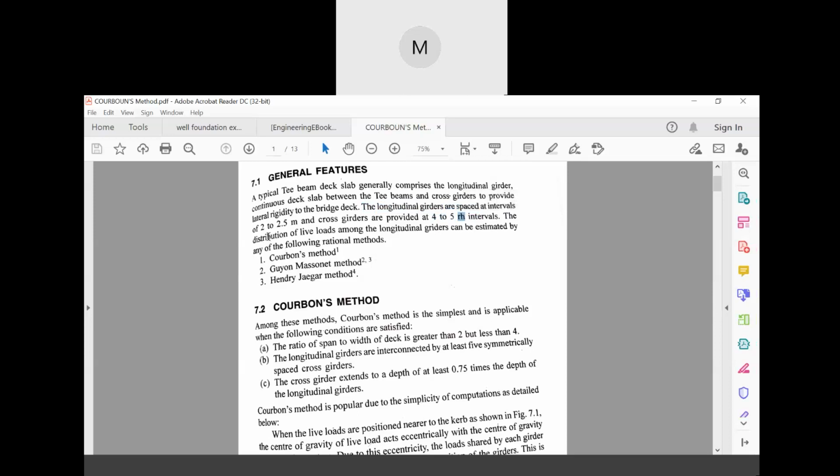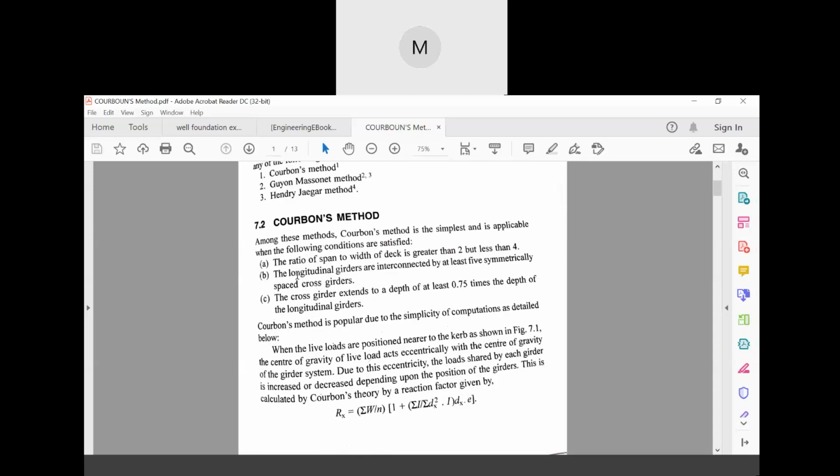Now, the live loads or the dead loads, all the load distribution can be estimated by Courbon's method, Guyon-Massonnet method, and Henry-Jaeger method. Now we'll basically do Courbon's method only, because this is the most simple. I don't say the calculations aren't long, but from an understanding point of view, this is simple.